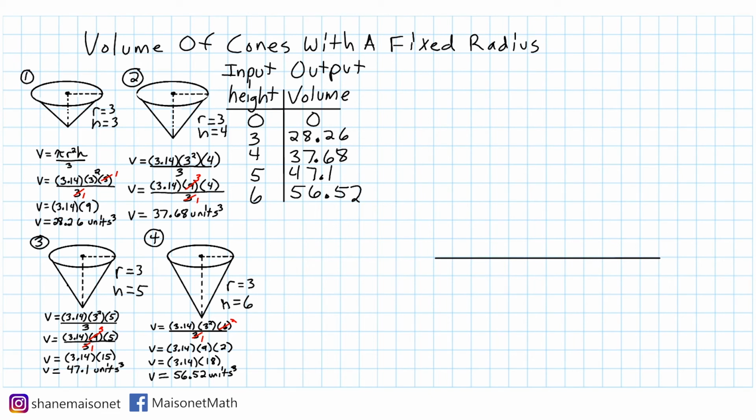Okay. And this is going to be 0. This is going to be 1, 2, 3, 4, 5, and 6. And I'm going to label this axis X, and I'm going to label it cone height.